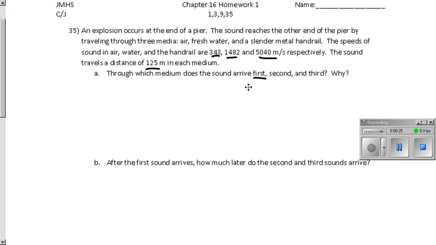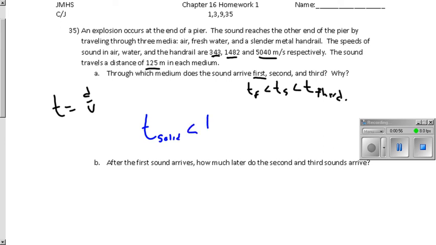Well, it arrives first for t very small. So t first is going to be less than t second is going to be less than t third. So the question is, what is going to affect time? Well, our time is equal to our distance over our velocity for constant velocities, which means the larger velocity is going to have the smaller time. So the time that it takes for the solid is going to be less than the time it takes for the liquid, which is going to be less than the time it takes for going through the air.